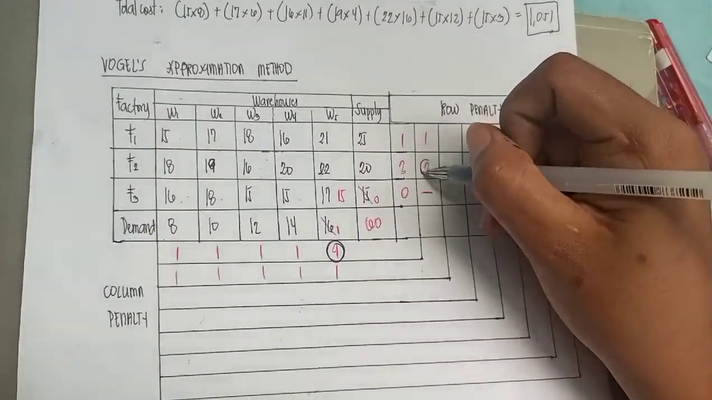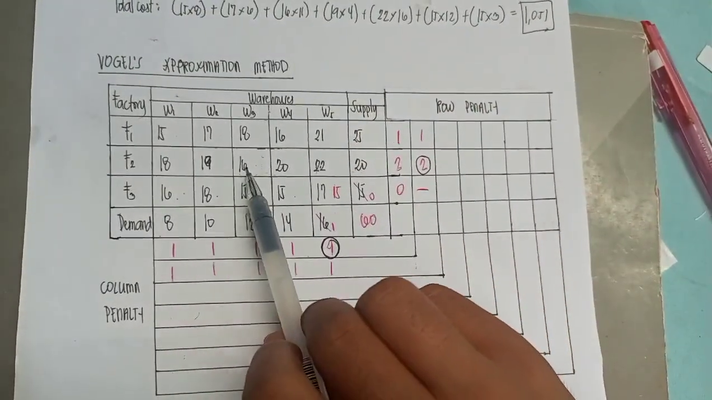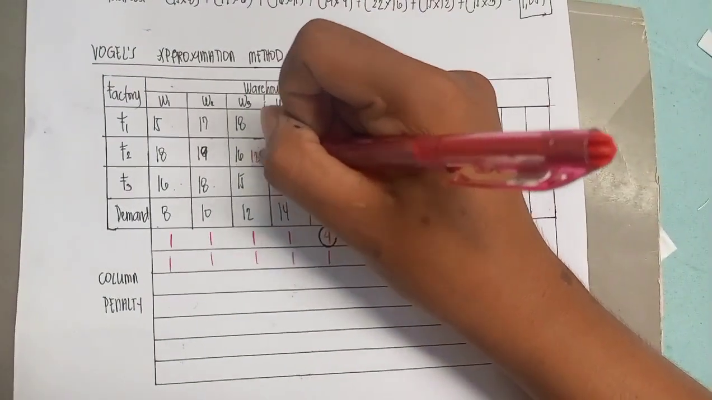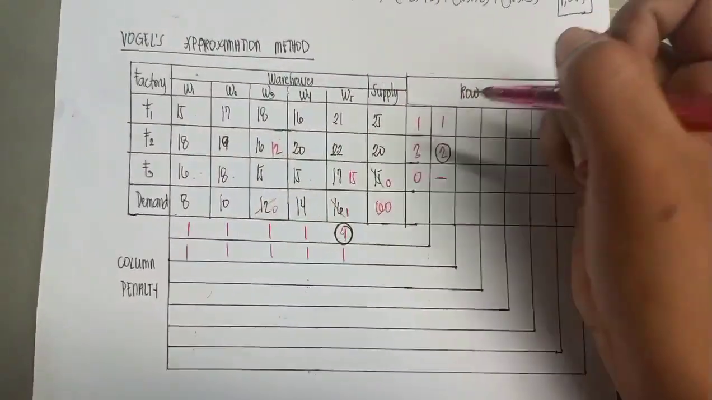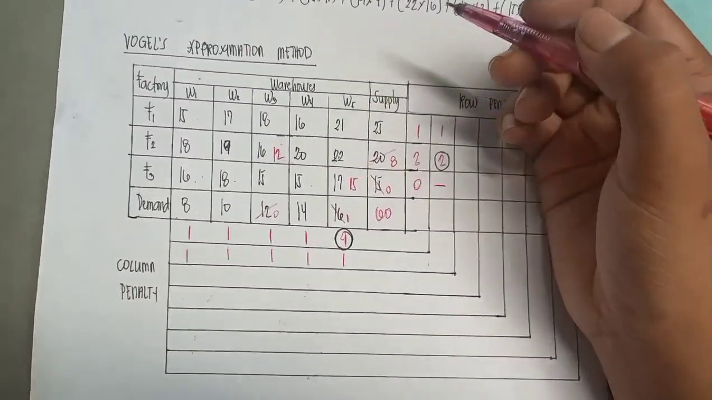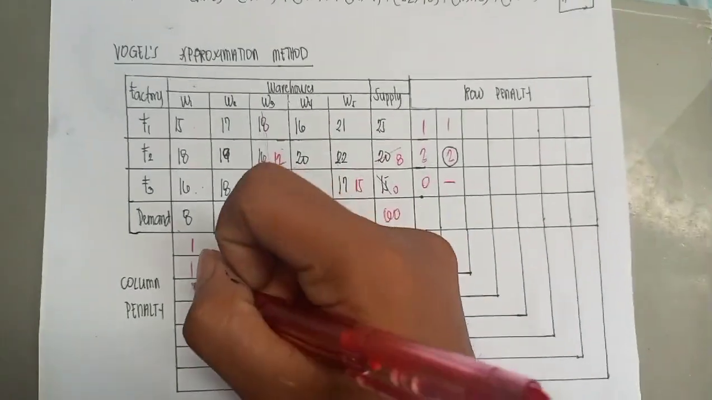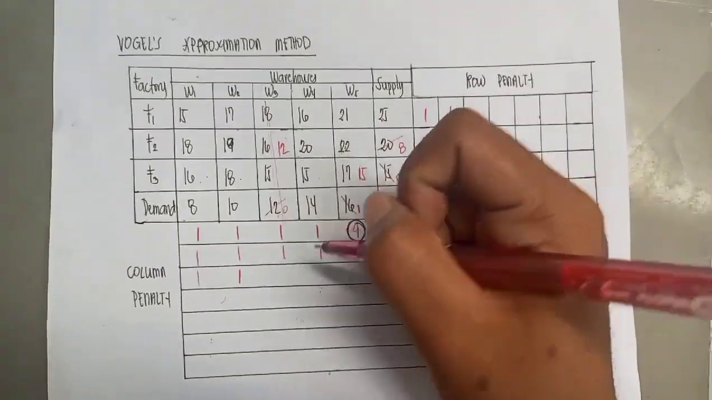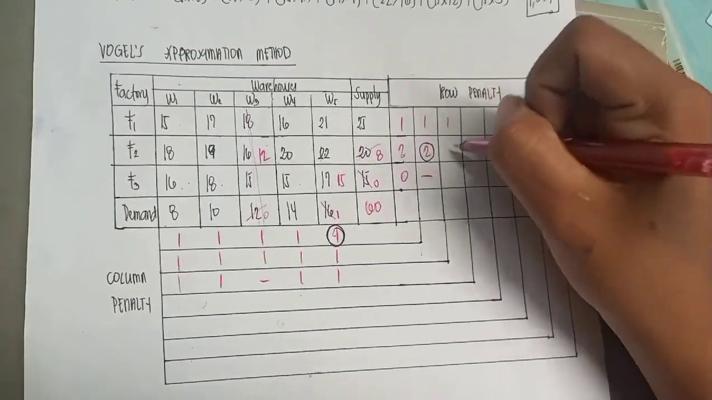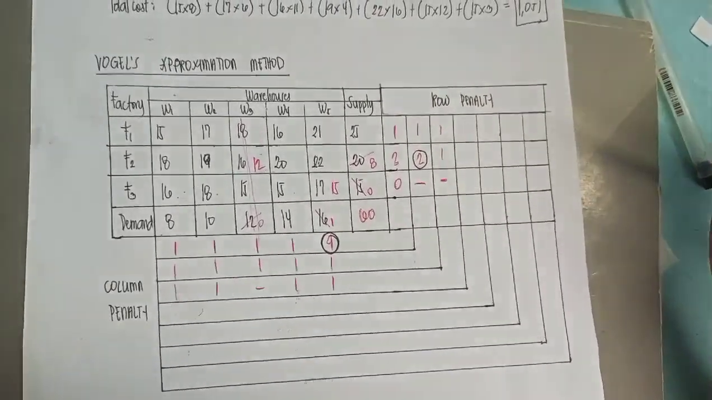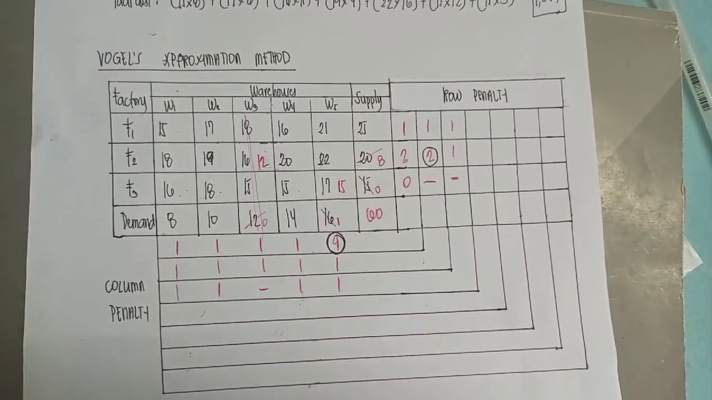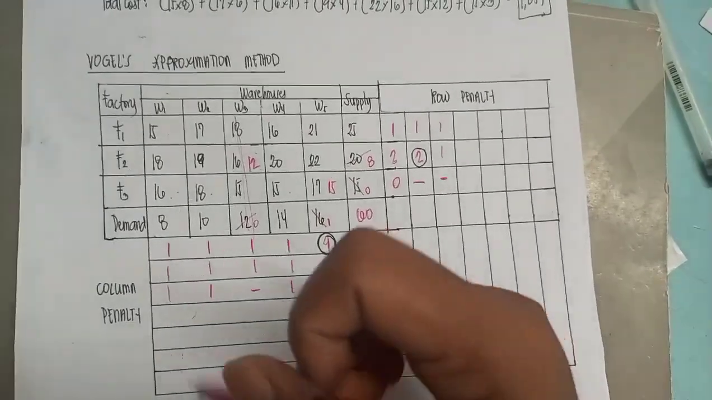Here, the maximum penalty is 2 in the row penalty, and the least cell is 16. So we will assign the 12, and the demand will be fulfilled, and the source supply remains 8. So we will strike out this column. Next, 1, 1, dash, 1, 1 in the column, and in the row 1, 1, and dash. The maximum penalty is 1, so it depends on you what you choose. For me, I choose the first column.